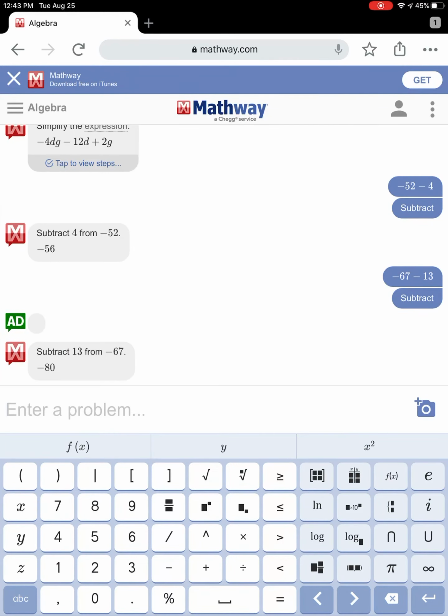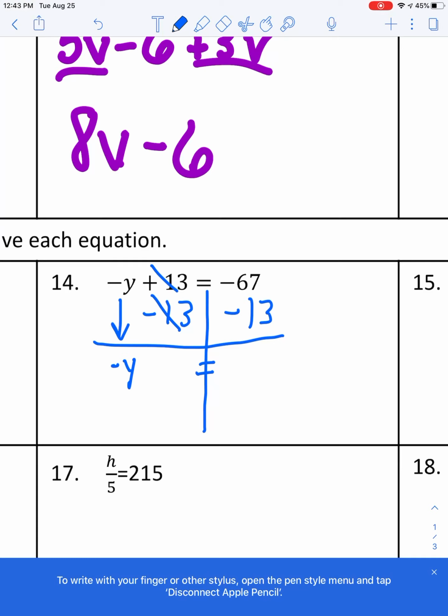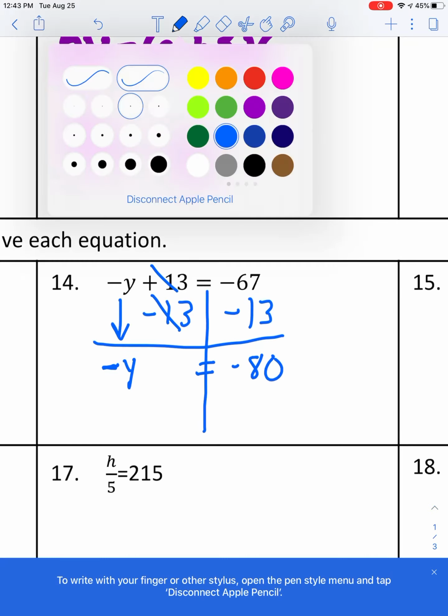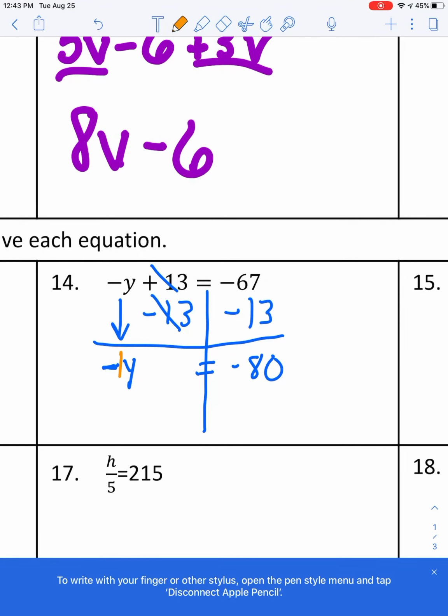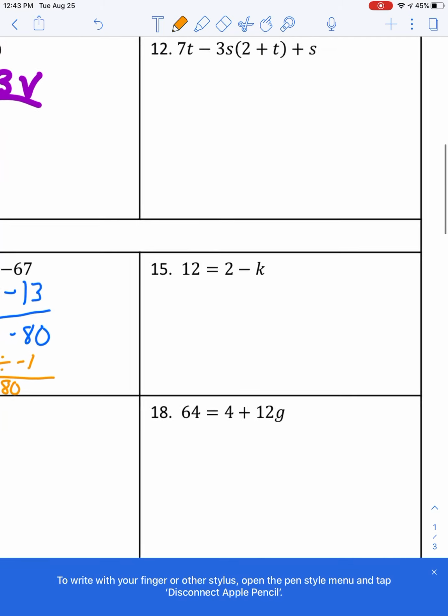What do we got here? Negative 80. So I'm just trying to show you how you can use a lot of free tools. And then see how there's that negative sign in front of the y? That's technically, let me go ahead and change colors, it's technically a negative 1. So to get rid of it, you need to divide each side by negative 1. And that's going to end up giving you a positive y equals positive 80. Again, just some old school algebra skills.